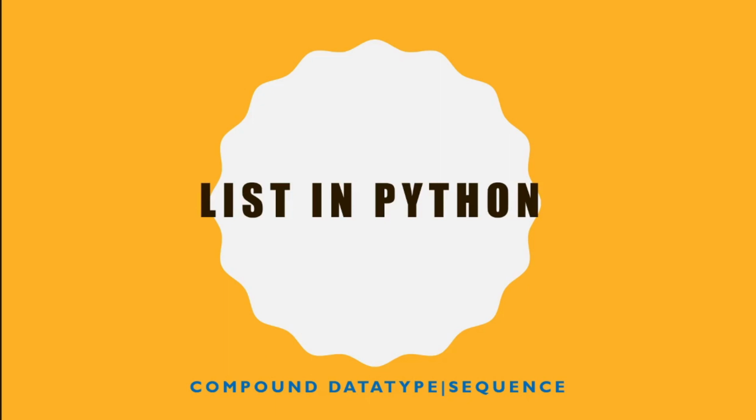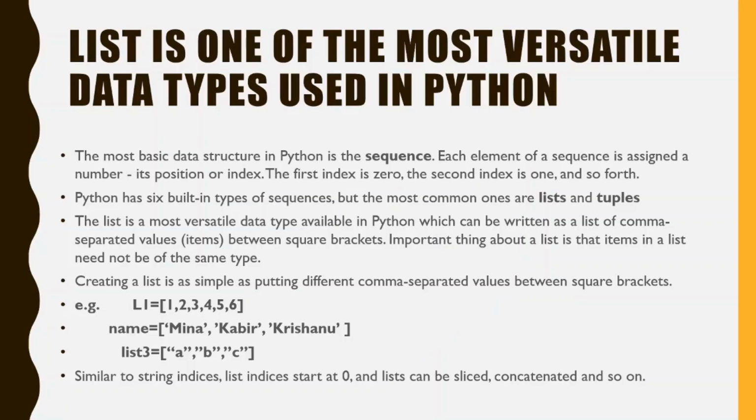So list is a compound data type. It is one of the sequences, also known as sequences in Python. Like string, each element of a sequence is assigned a number, and it is known as the index. The first index is 0, the second index is 1, and so forth. Python has six built-in types of sequences, but the most common ones are list and tuples.